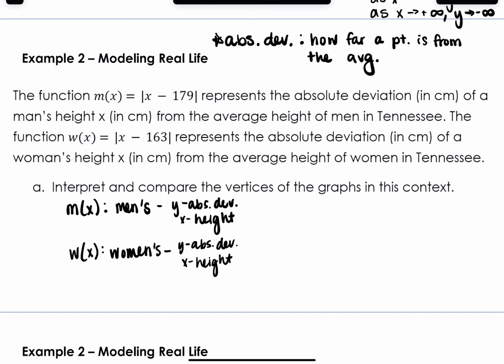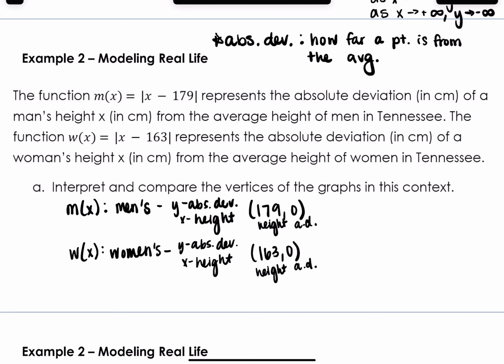So interpret and compare the vertices of the graph. For the men's, the vertex is at the point 179, 0. For the women's, we're at the point 163, 0. Now my vertex, this is when my height is 179 for men and 163 for women. And my absolute deviation is 0. If my absolute deviation is how far a point is from the average, that means that this is the average.